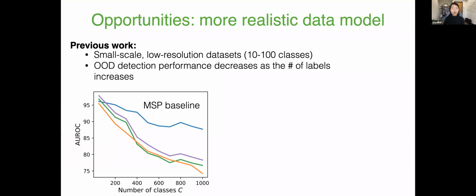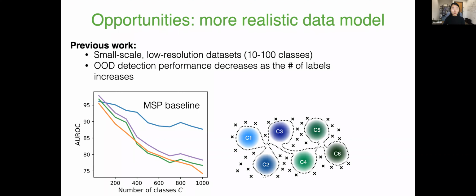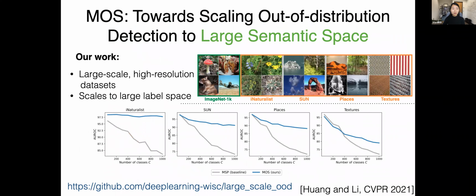It turns out this problem is not as easy as we thought. The OOD detection performance can decrease quite rapidly as the number of classes increases. This is because the decision boundary between our in-distribution data and the OOD data becomes a lot more complex, right? As you can imagine, as we add more data points and classes.